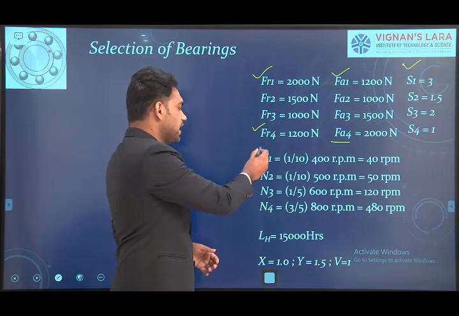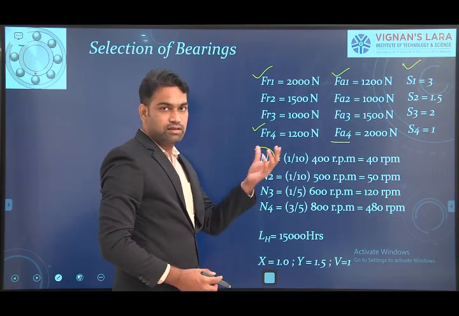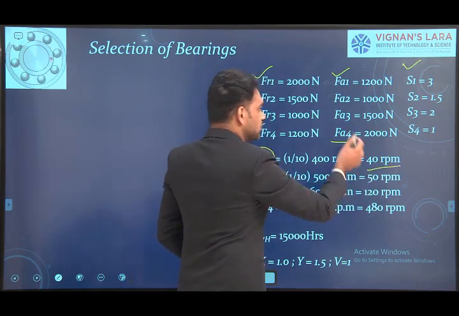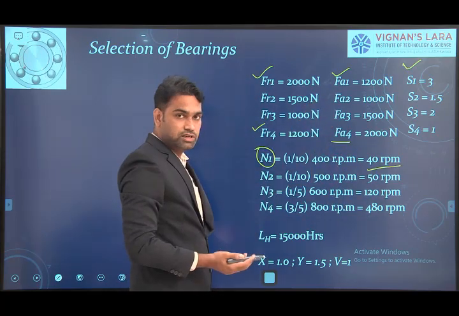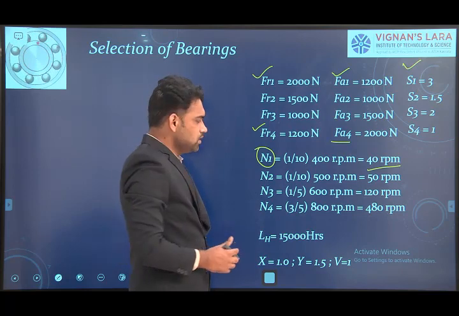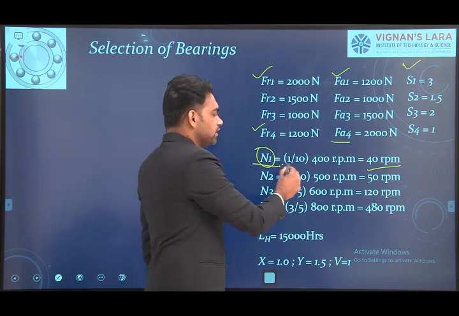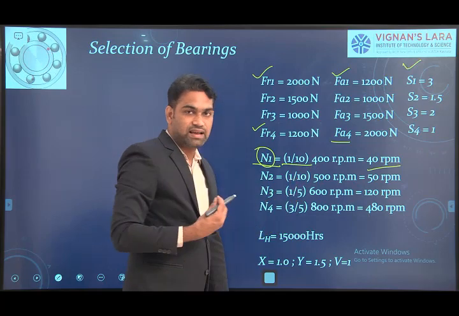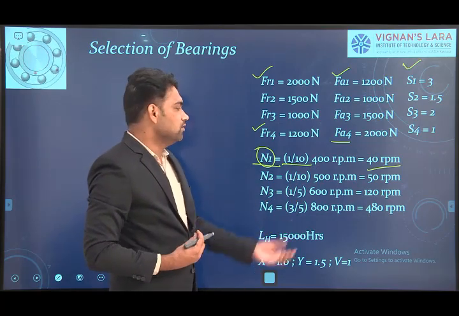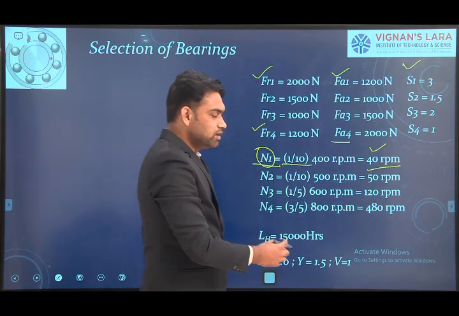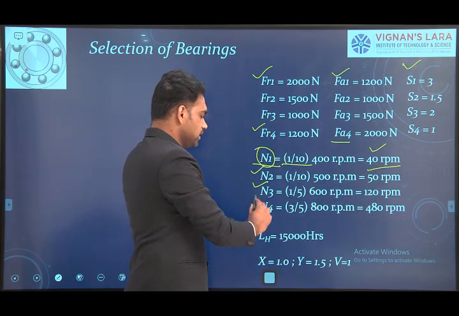Similarly, we need to calculate N1. As I stated, they gave the specified speed, and we need to find the number of revolutions that FA1 and FR1 are subjected to during that particular period of time. The number of revolutions of the bearing is given by 1/10, a fraction of the cycle, with the speed of 400 rpm, so it is given as 40 rpm. Similarly, you can also calculate N2, N3 and N4.